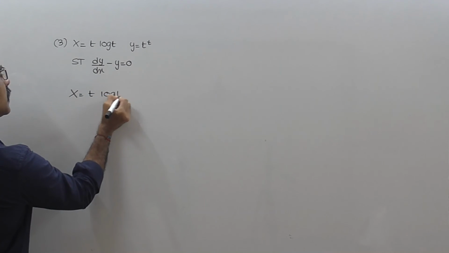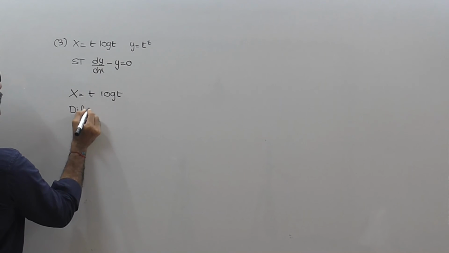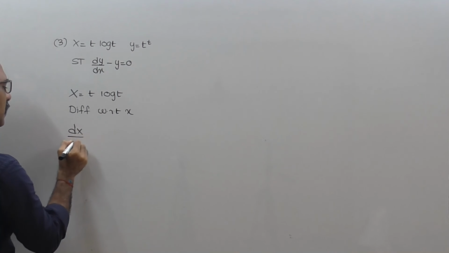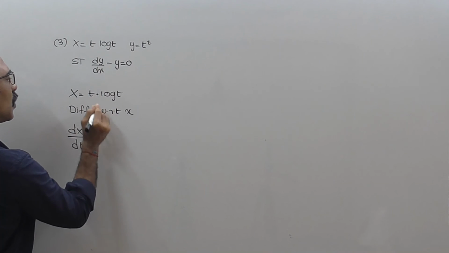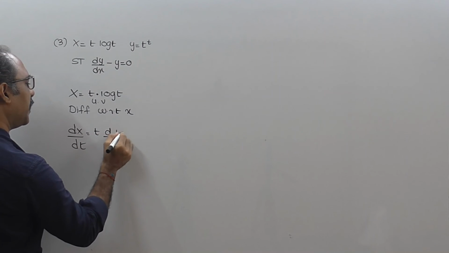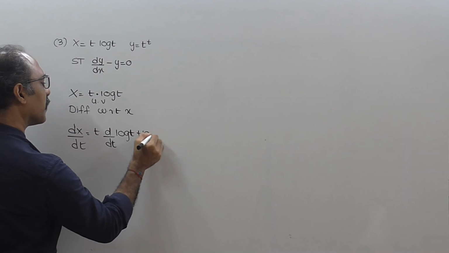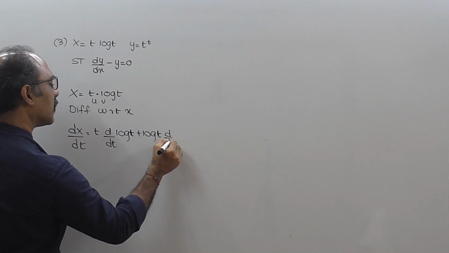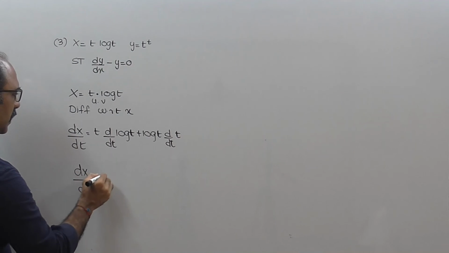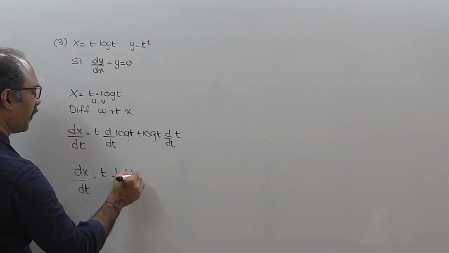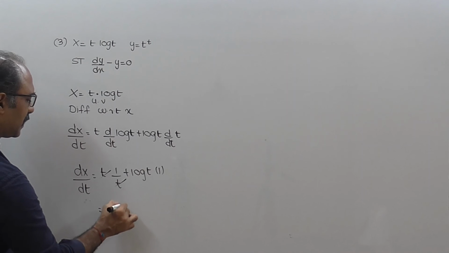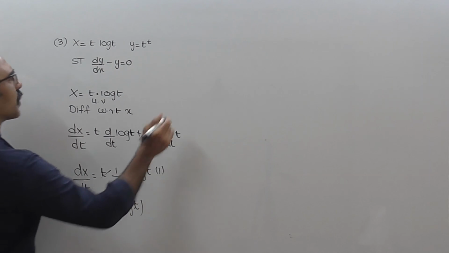x equal to t log t, differentiate with respect to x. Dx upon dt, this is t into log t, that means it is u into v: t d by dt of log t plus log t d by dt of t. So we get dx upon dt, t times the derivative of log t which is 1 upon t, log t times the derivative of t which is 1. So we get this answer as 1 plus log t.